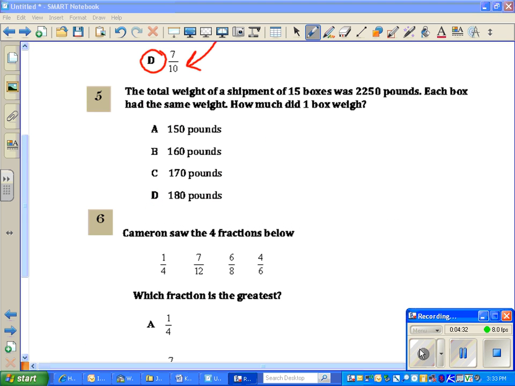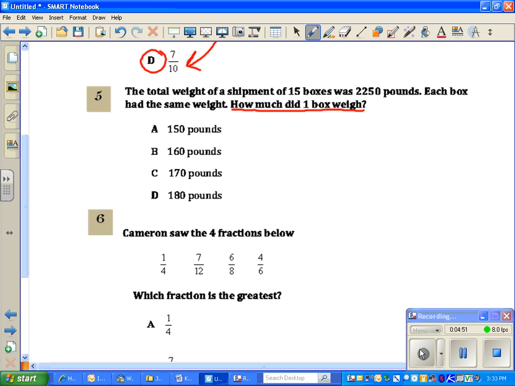Question number 5. The total weight of a shipment of 15 boxes was 2,250 pounds. Each box had the same weight. How much did 1 box weigh? The question wants to know how much did 1 box weigh, so I'm going to underline that. It gives me information that there are 15 boxes, and it tells me that it weighs 2,250 pounds. This seems to me as the total. It also tells me, big clue, each box had the same weight. So that's telling me that I'm probably going to need to do the operation of division. So I'm going to set that up.